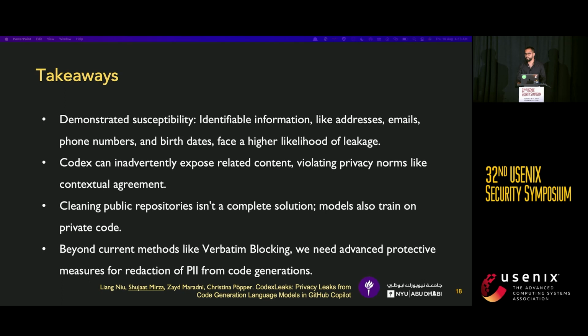Cleaning public repositories of these personally identifiable information isn't going to be the complete solution, primarily because these models are also trained on private user data as well. And lastly, we need advanced protections for reduction of PII from code generation models that go beyond the verbatim blocking filters.